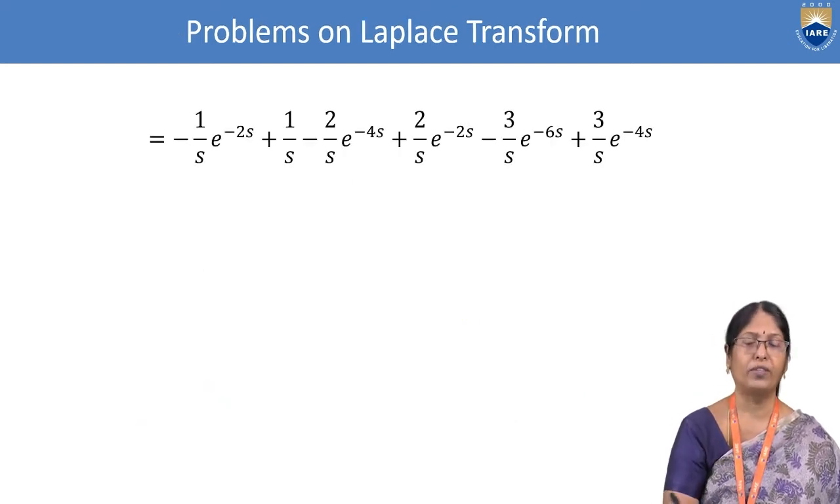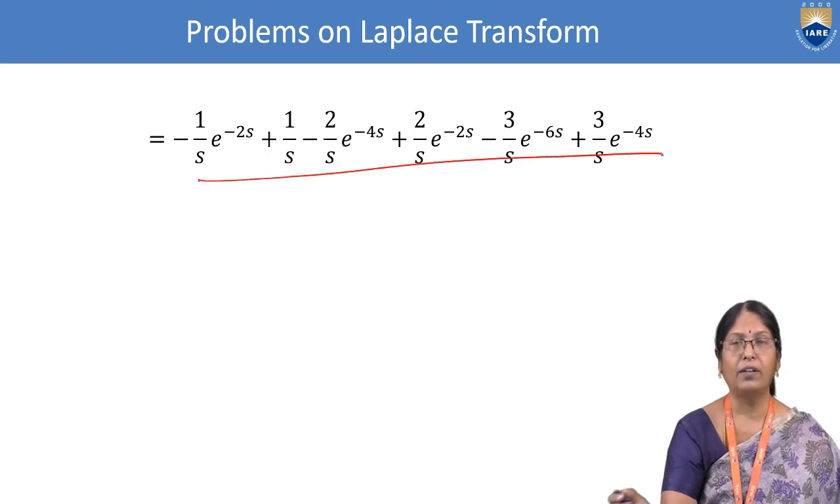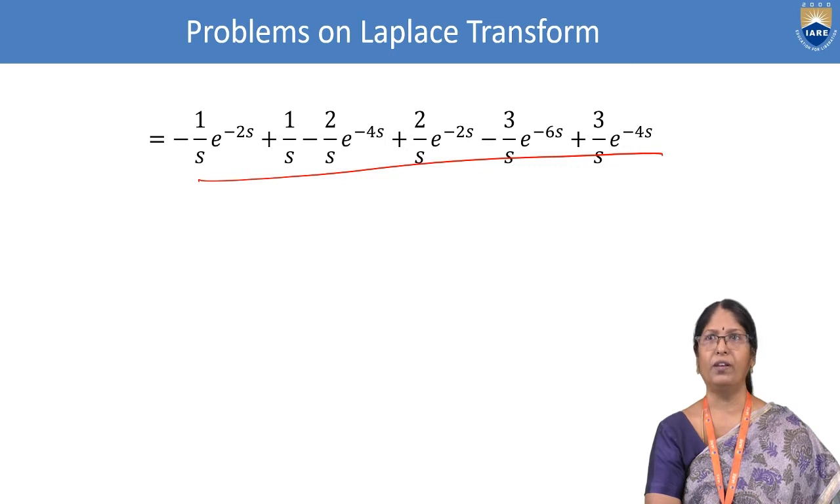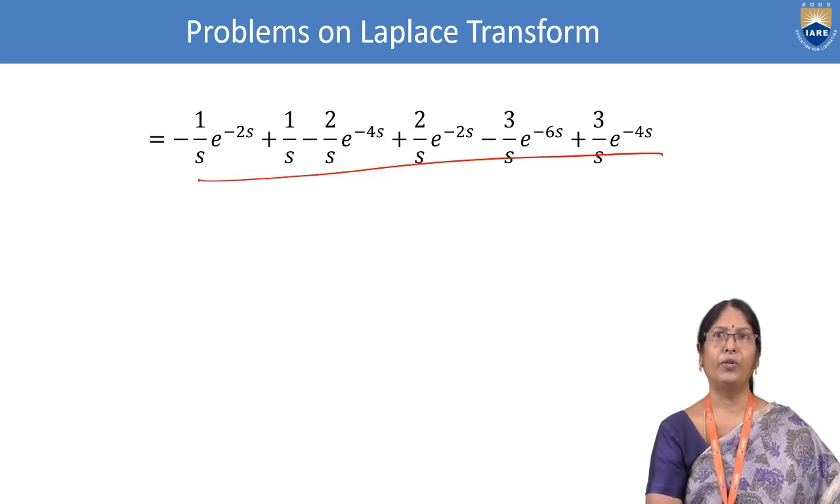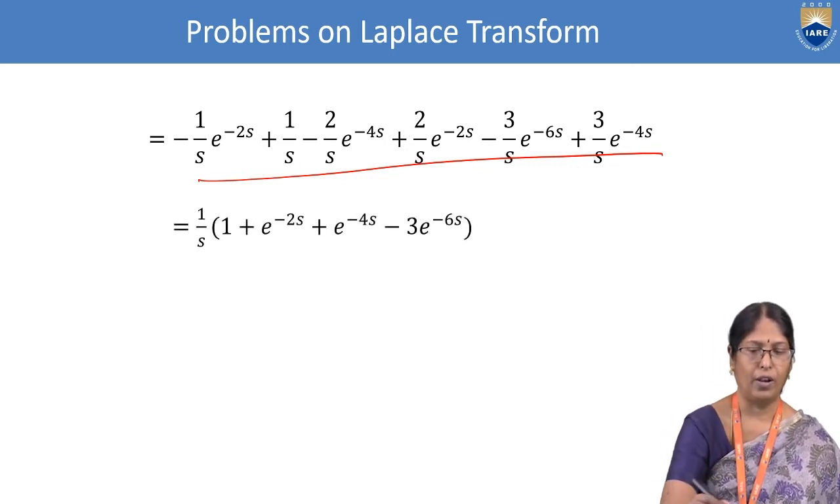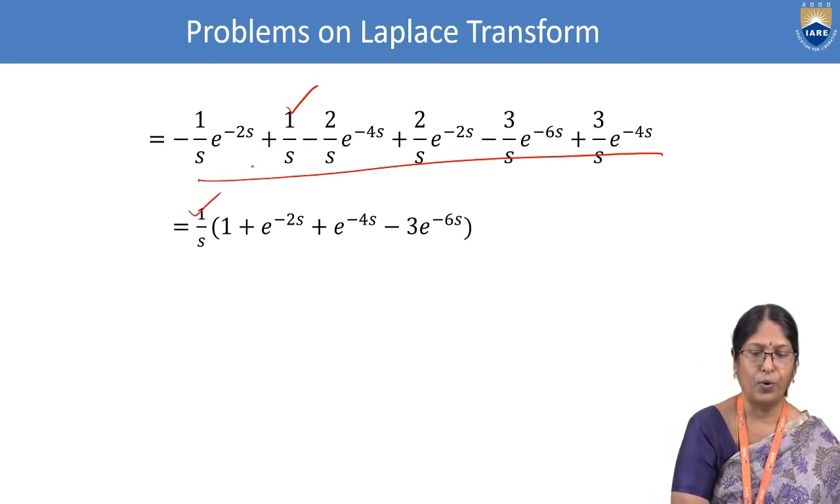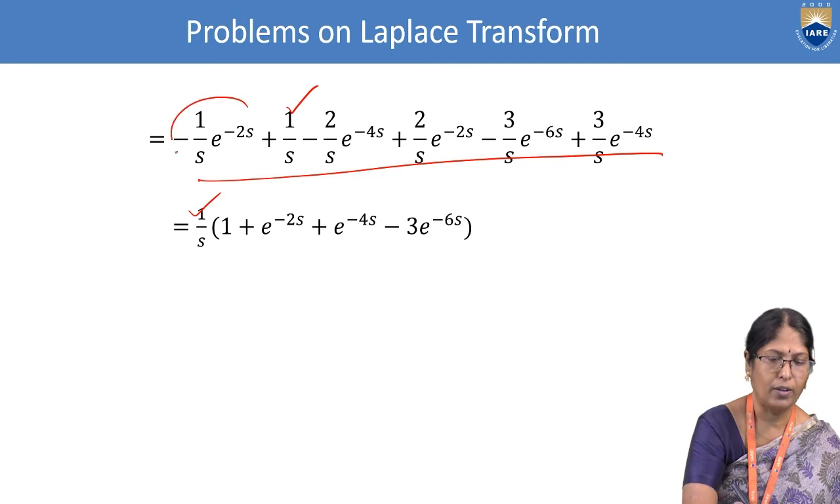So, after removing the bracket, it is a single line, the expression without bracket. Completely we removed it and we wrote it. Now, we will do the simplification. Now, this minus 1 by s, it is written here. If you are noticing here, this one.